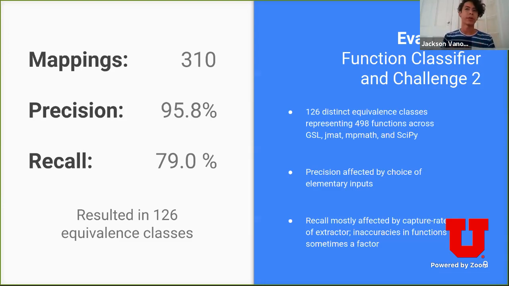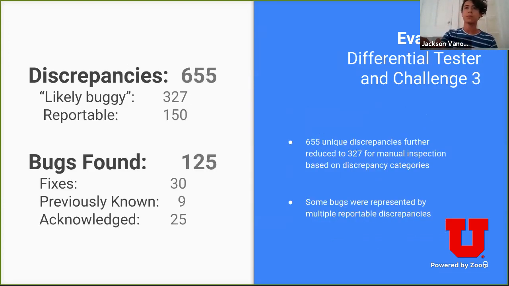And the precision was affected by the choice of elementary inputs. About 4% of the mappings that were discovered would diverge for negative inputs, which were not used as elementary inputs. And the recall was mostly affected by the capture rate of the extractor component that came before the classifier, which is to say that a more complete set of drivers given to the classifier would generate a more complete collection of mappings.